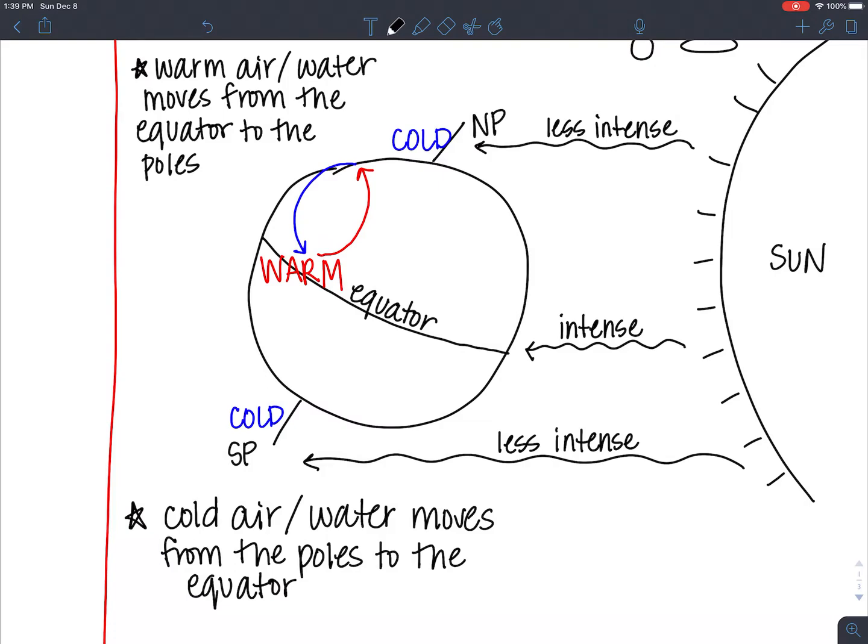This constant circulation of warm air and water moving from the equator to the poles and cold air and water moving from the poles to the equator is circulating the heat energy around the Earth. It's actually making our temperatures more mild. So that way it's not just real hot in one area and real cold in another area all the time. So it's circulating that air and that water. That circulation is what's going to help create wind and weather patterns, which is what we're going to look at today. Pause the video now if you need time to catch up.